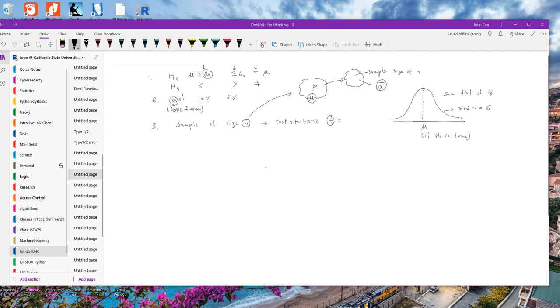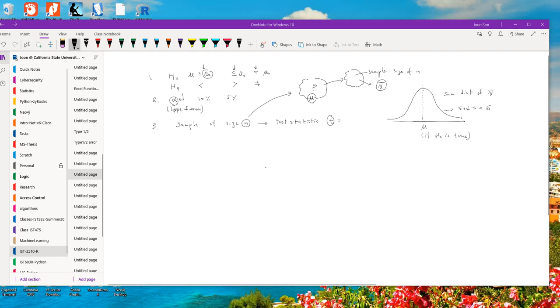The notation for the standard deviation of the sample distribution is sigma, the population standard deviation, divided by root n. This is known as the standard error.